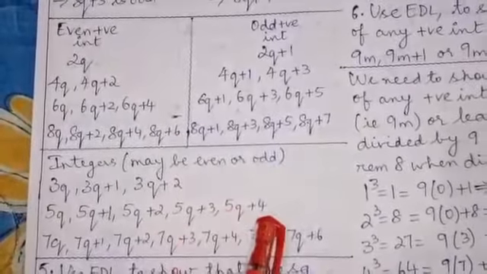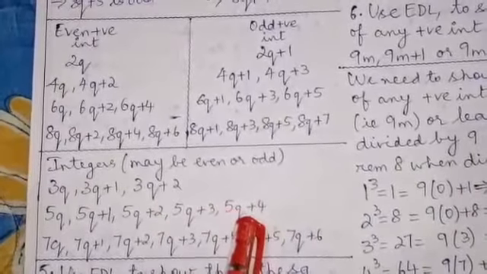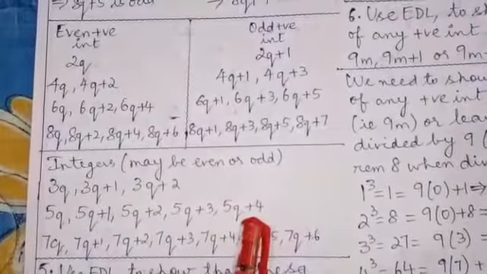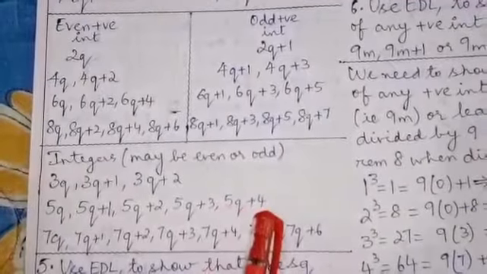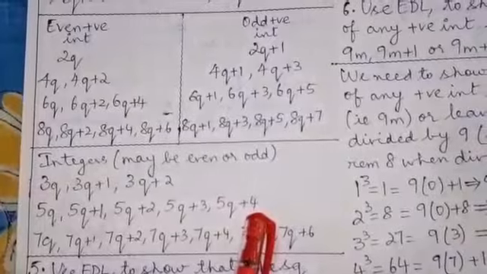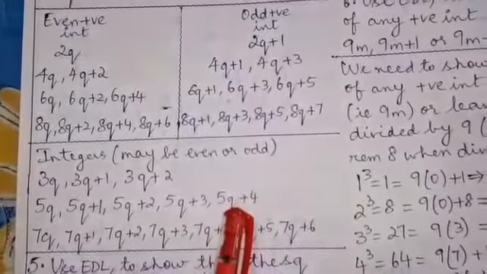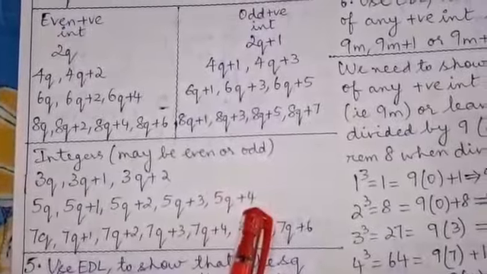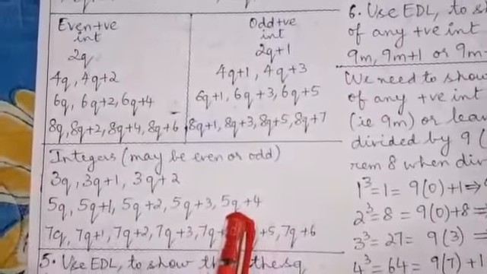Check this: 5q plus 4. Say when q is 3, 5 into 3, 15, plus 4, 19. The value of this expression is 19, and 19 is odd, which means 5q plus 4 represents an odd positive integer. But when q is 4, 5 into 4, 20. 20 plus 4, 24. And 24 is even. So when q is 4, 5q plus 4 represents an even positive integer.